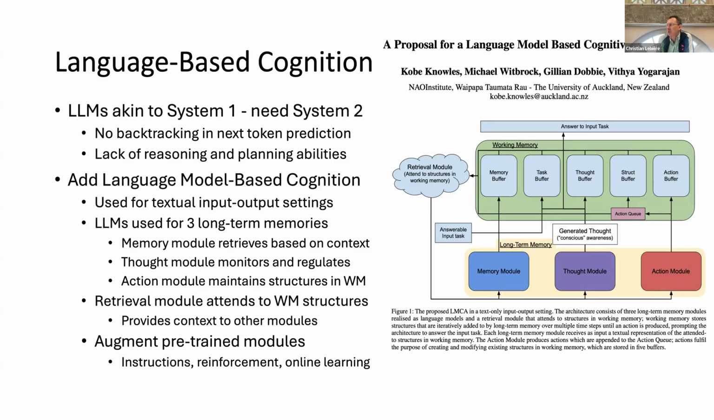And they posit various kinds of long-term memories to perform that integration and leverage the concept of buffer, that is a central concept of the common model, that is the interface between the various modules that constitute working memory. And they discuss various ways of augmenting pre-trained modules to integrate them in the cognitive architecture.